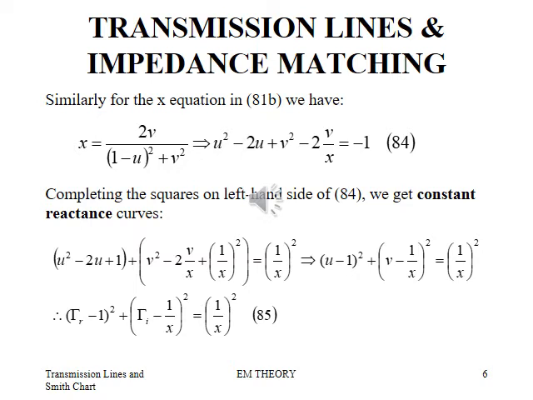So again, you have the equation of a circle with the radius 1 over x and center u equal to 1 and v equal to 1 over x. So again, you replace u with gamma r, and v with gamma I, and you end up with equation 85. So we have two very important equations: equation 85 for constant reactance circles and equation 83 for constant resistance circles. These two circles are what we will use to plot the Smith chart.